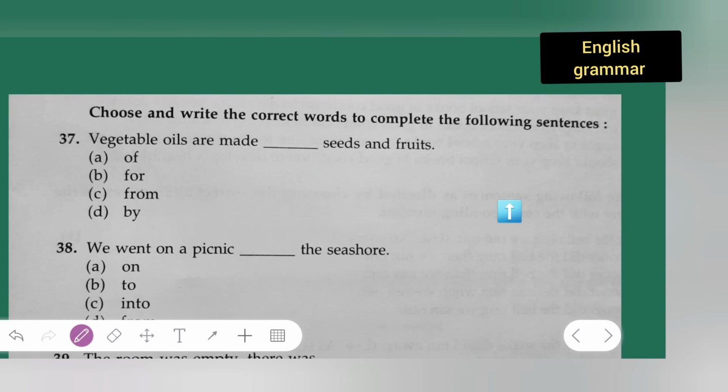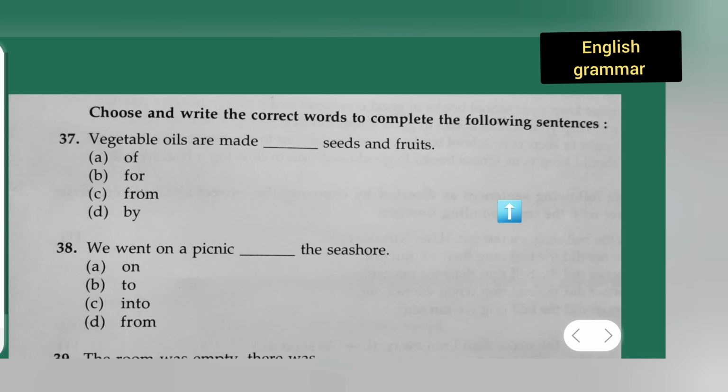Today's question is, take down today's question. Choose and write the correct words to complete the following sentences. The first one is: vegetable oils are made dash seeds and fruits. Made from, right? So you'll have to write down over here: from. Okay, and option C is the correct option from this.